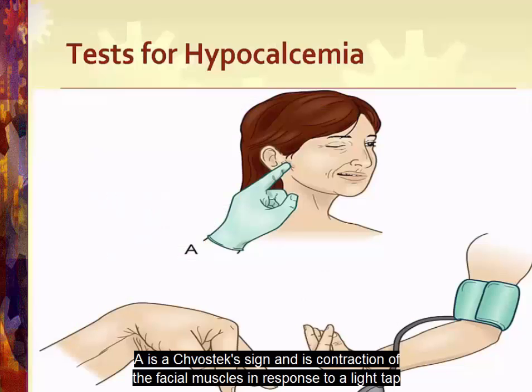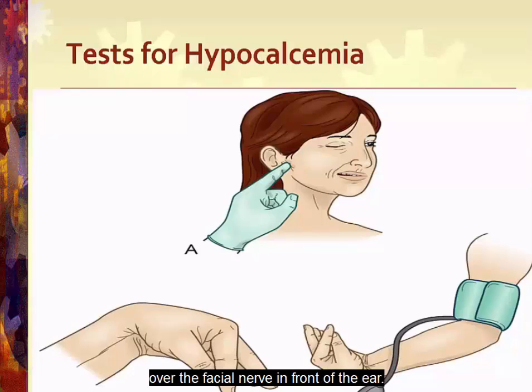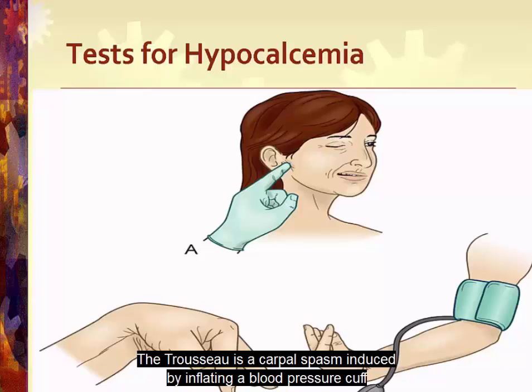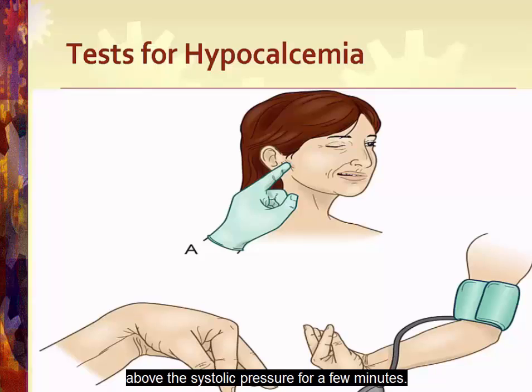Chvostek's sign is contraction of the facial muscle in response to a light tap over the facial nerve in front of the ear. Trousseau's sign is a carpal spasm induced by inflating a blood pressure cuff above the systolic pressure for a few minutes.